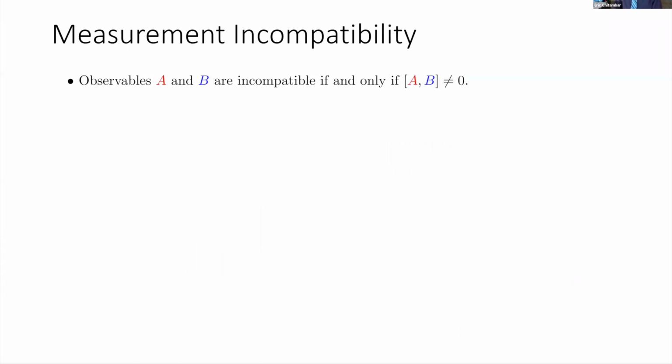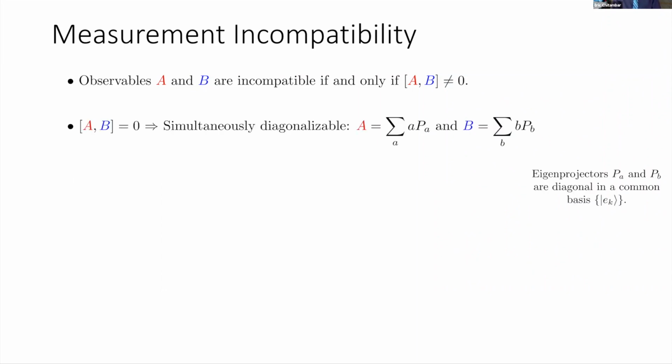So what's known, very easy to prove, is that observables A and B are incompatible if and only if they don't commute. So let's think about this. Let's actually think about the converse. Let's think about when they do commute. Why does this allow for joint measurability? Well, the reason is that if they commute, we can simultaneously diagonalize them, right? Meaning that I can find a common set of eigenprojectors.